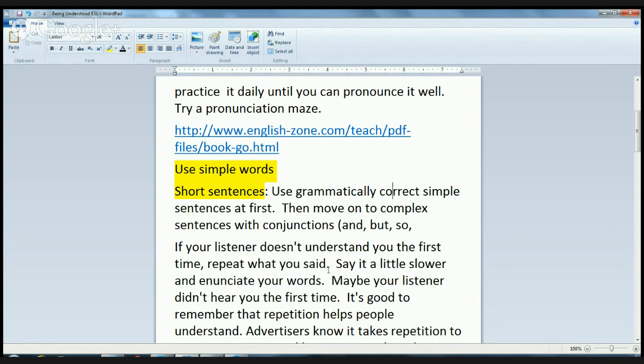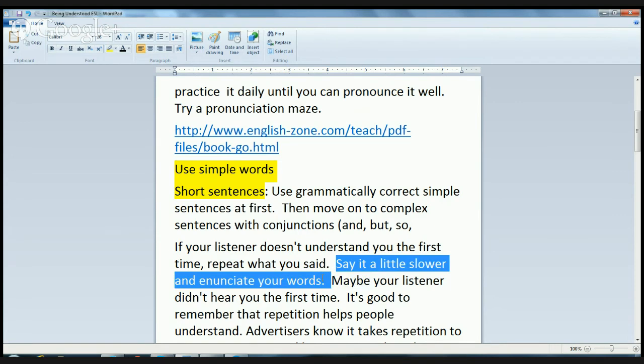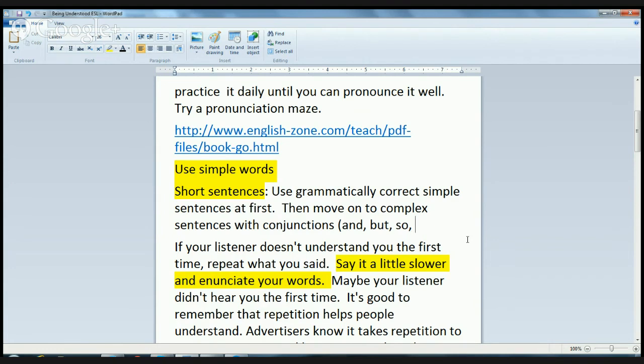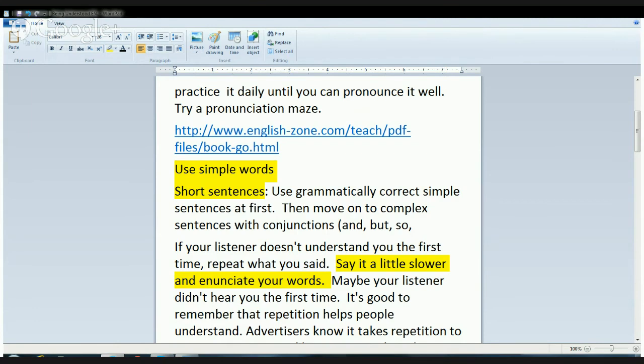Now here's the key. Say what you said, say it a little slower, and enunciate your words. Enunciate means to pronounce the word correctly. Focus on your correct pronunciation. For example, if you're trying to say a past tense verb, and your listener does not understand you, make sure that you have pronounced that word correctly. Enunciate that word. So if I said, the boy kissed the girl, the problem is me.